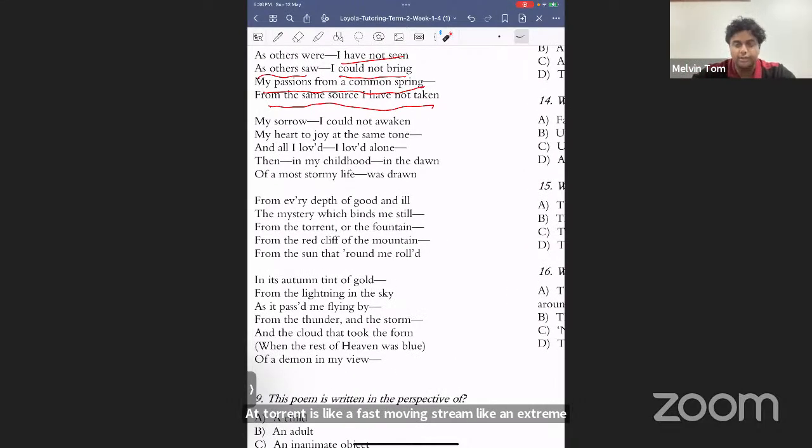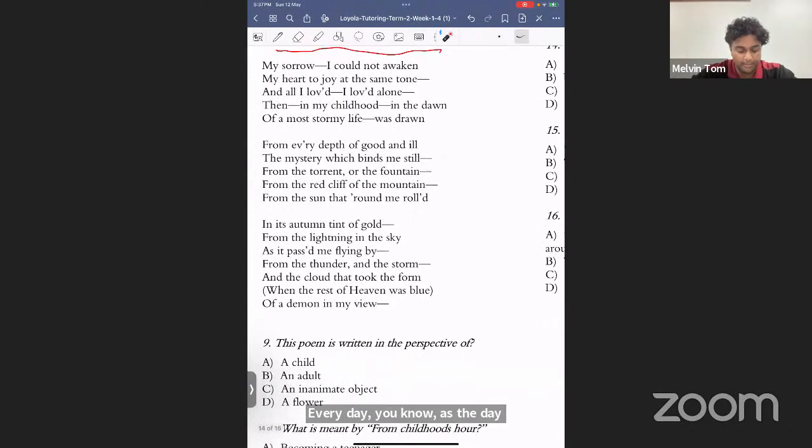And then there's a fountain. So if you were to think about it, fountains are usually just very graceful, it's man-made and still. Then you have torrents. So from this extreme to this extreme, from the red cliff of the mountain, from the sun that round me rolled. So the sun kept on going every day, as the day went by, it's the same thing.